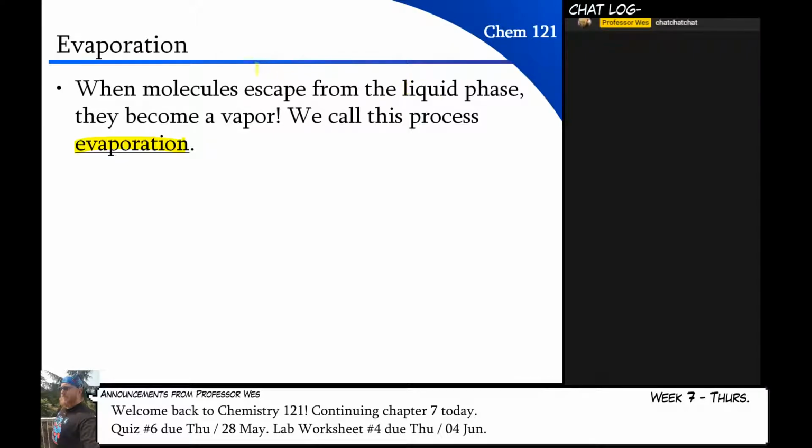So, specifically, molecules can escape from the liquid phase, and then they turn into what's called a vapor. Now, the definition of a vapor might be a little bit different from what the definition of a gas is.